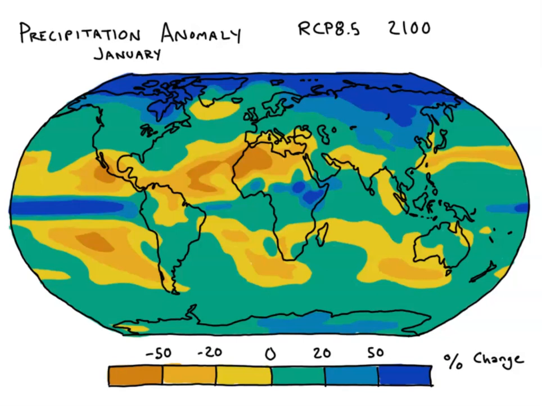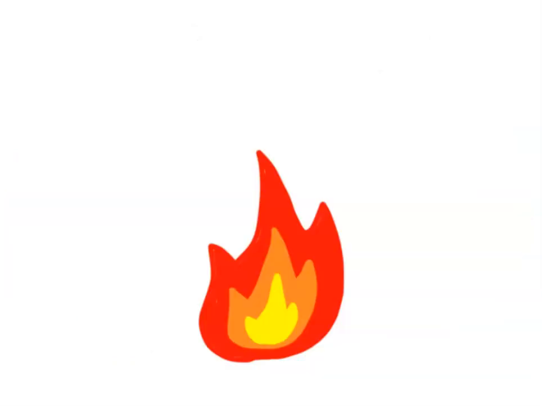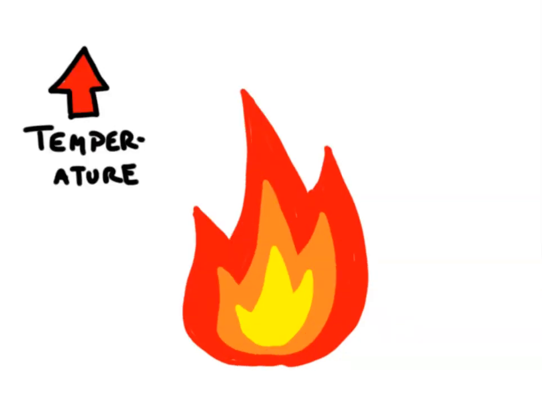Both temperature and precipitation are expected to have significant impacts on wildfire. The first effect of climate change on wildfire is straightforward. If it's hotter, there will be more and more intense wildfires. Warmer temperatures make it easier for fires to ignite new fuel and harder for firefighters to stop them.